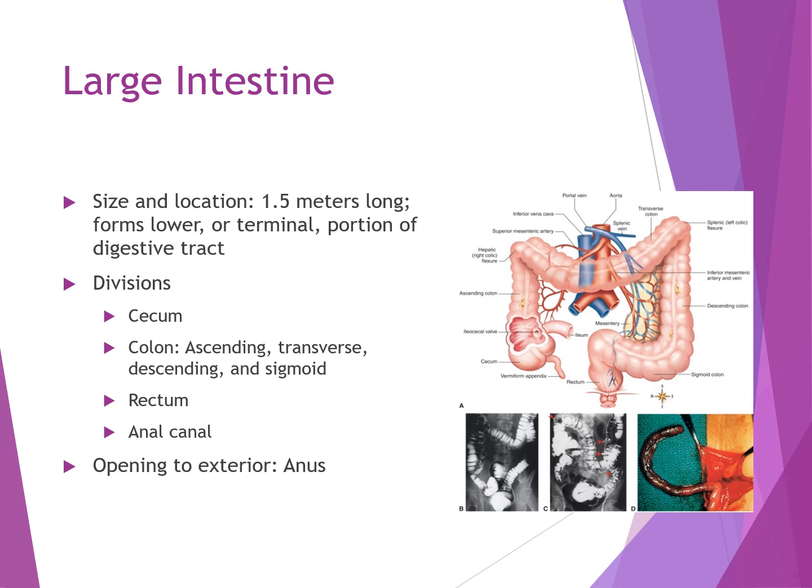The large intestine is about 1.5 meters long, and it forms the lower or terminal portion of the digestive tract. It is primarily responsible for absorbing the fluid that is left in the food product that has traveled through the digestive system, been broken down. The majority of the nutrients have been absorbed in the small intestine, and now it's time for the fluid absorption. So this is where that happens.